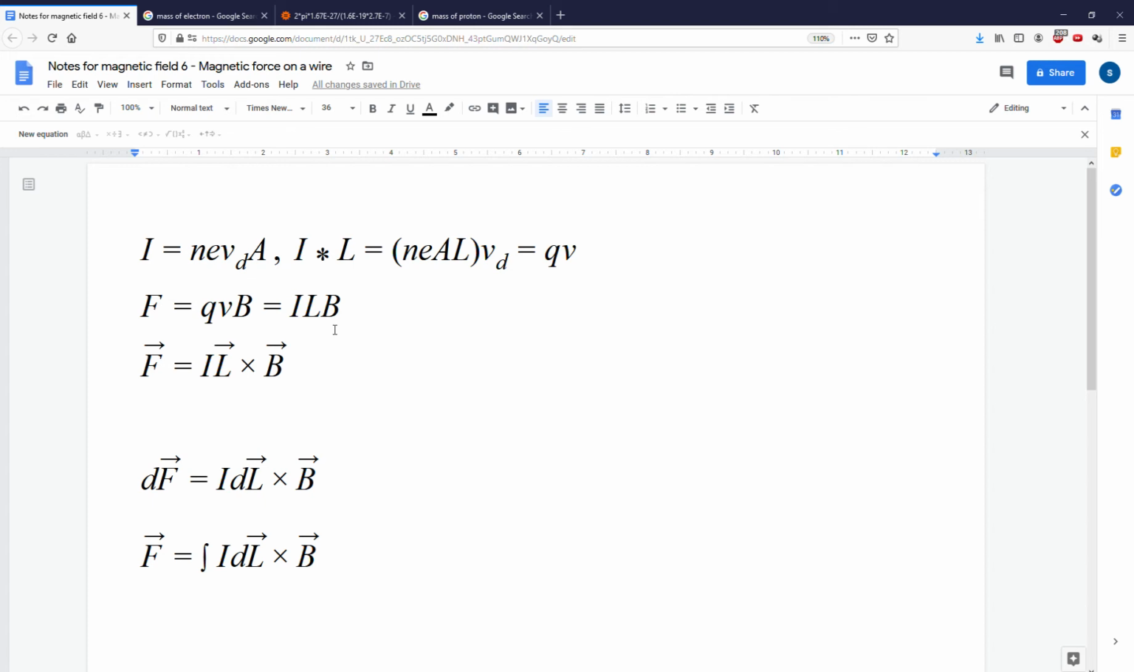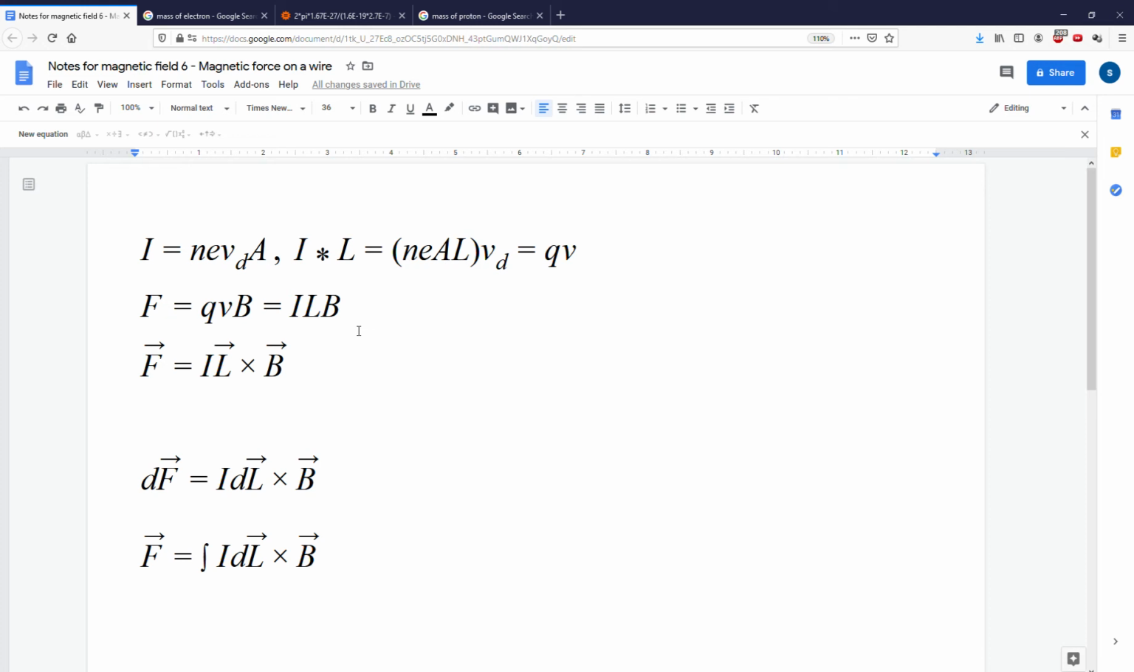Now, if we were going to do this all properly with vectors, we would say the force vector is equal to the current times the length vector of the wire crossed into the magnetic field vector. The rules of the cross product are the same as they were for F is equal to QvB. Because a wire is an extended object, this equation only holds true if the magnetic field is constant.